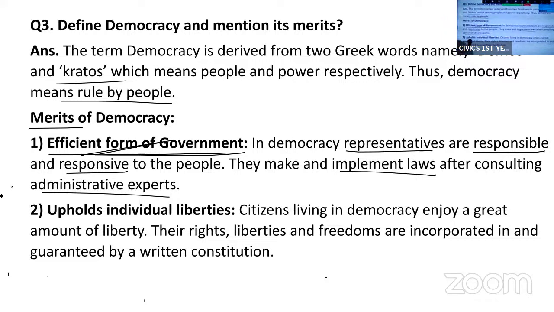Now, it upholds individual liberties. Democracy protects the liberty of the people. In a democratic country, the people enjoy maximum liberty. Liberty means freedom. People enjoy their liberties through rights. Only in democratic countries do people enjoy rights, and these rights are incorporated in the Constitution. They are guaranteed by the Constitution. Am I clear till here?